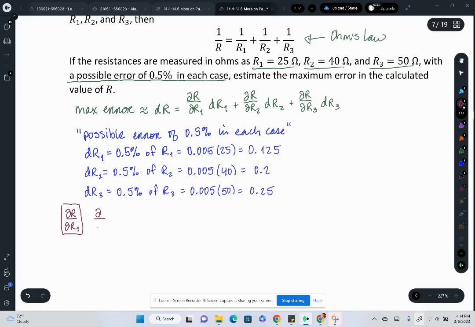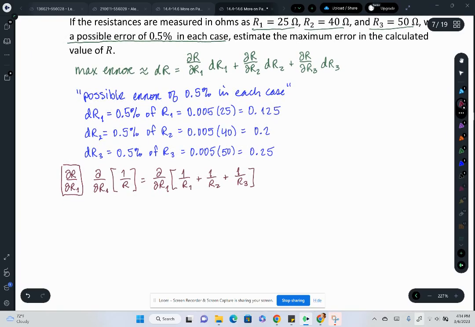That means that we're going to take del R1 of both sides of the equation up above. So del R1 of 1 over R, and then del R1 of 1 over R1 plus 1 over R2 plus 1 over R3. Okay. Now we have to take these derivatives knowing that we're actually dealing with an implicit function because we don't have R solved for. We have 1 over R.